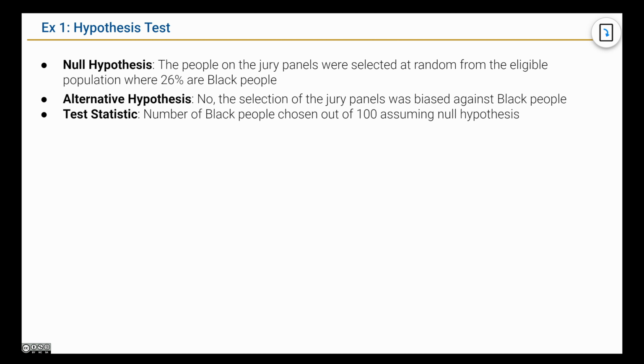And so we can actually simulate this number of Black people chosen out of 100, assuming our eligible population has 26% people who are Black. In fact, I want you to think about what types of models or random variables we've used in the past that would actually be a great model for this test statistic.